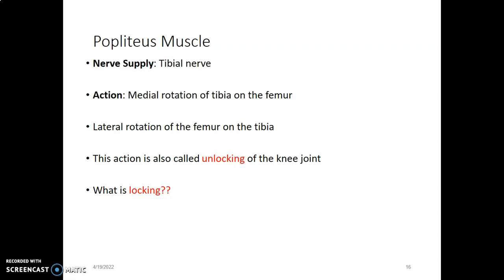Locking of the knee is the medial rotation of the femur on the tibia, so that the longer femoral condyle can complete extension and ensure full extension at the knee joint. But the popliteus muscle causes unlocking of the knee. So what is unlocking of the knee?